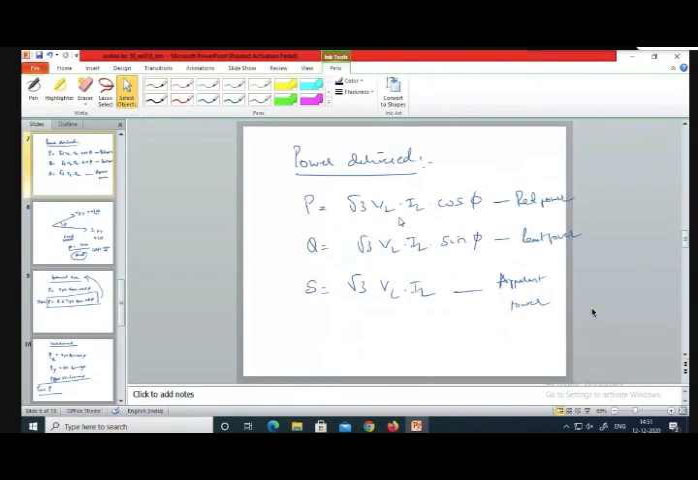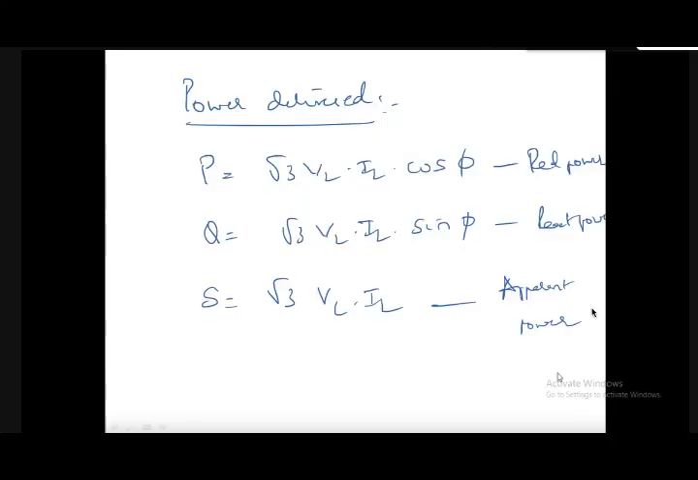The power delivered in a three-phase system is P equal to root 3 VL IL cos phi. That is the real power. Reactive power is root 3 VL IL sin phi. And apparent power is root 3 into VL into IL. This is with respect to power delivered.